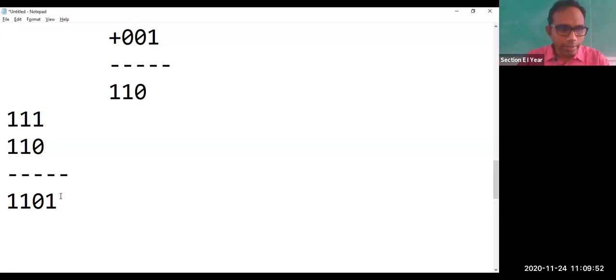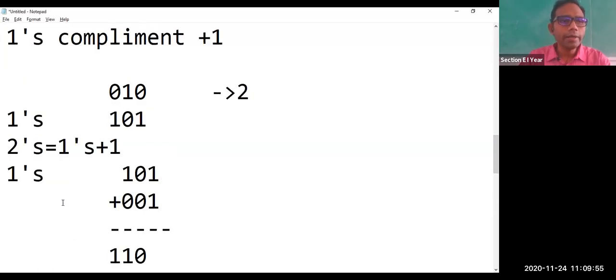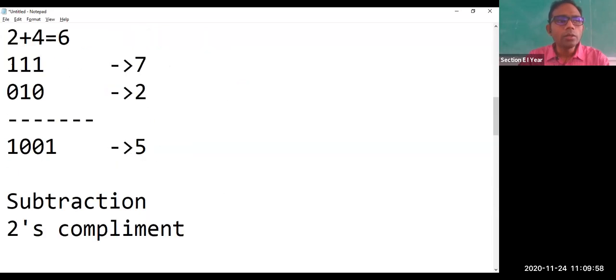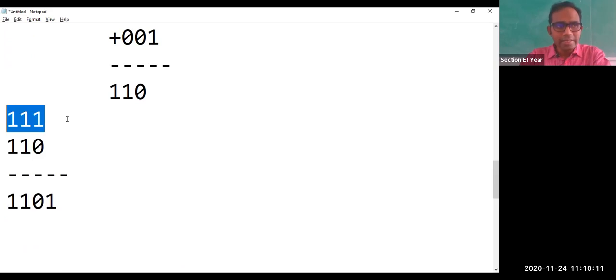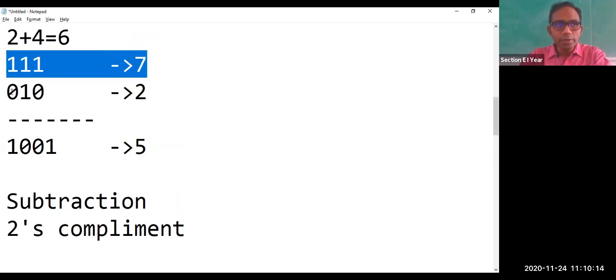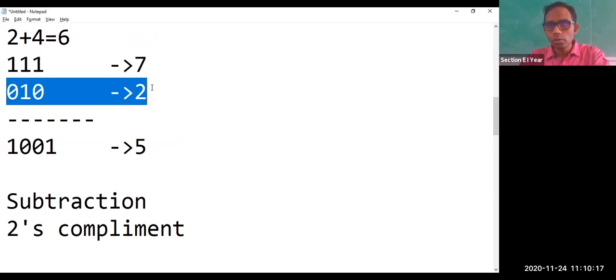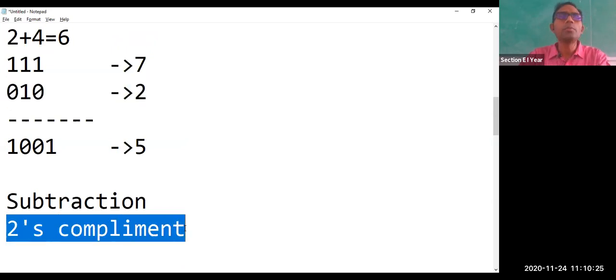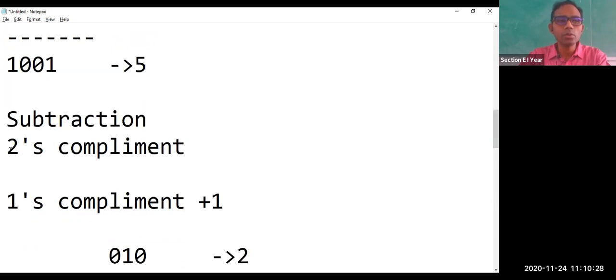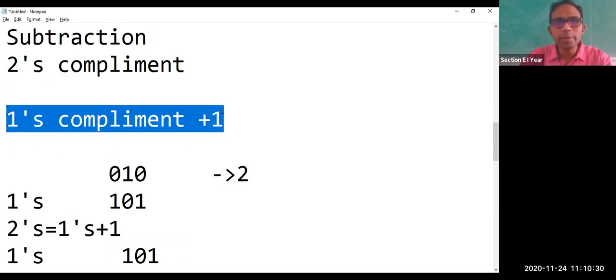One important thing you need to understand here is that we are having a 3-digit number, so while performing subtraction we need to take only a 3-digit number as the result. Don't take the entire number. This is the equivalent of 7, right? We are doing 7 minus 2. So we have taken this number and are making it a 2's complement. What is 2's complement? 1's complement plus 1.